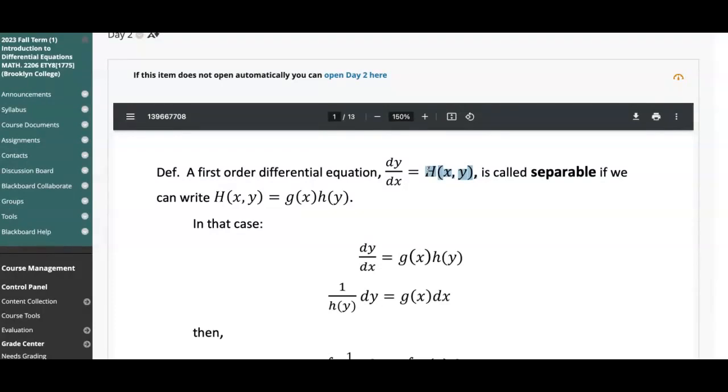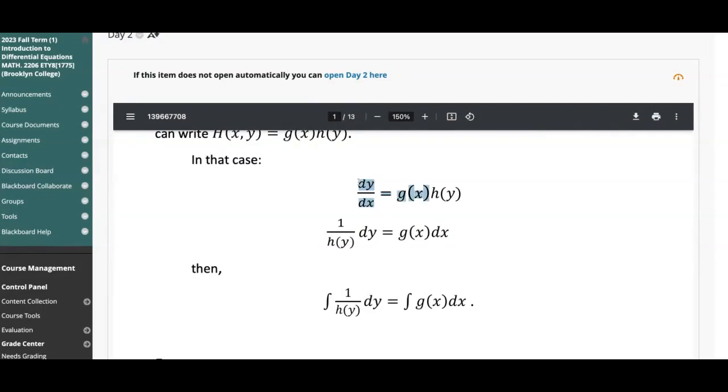Separable means this capital H of x comma y can be written as a product of two functions. One function is in terms of x, another function is in terms of y. In Ryan's presentation, question 7, we have y squared as h of y. Then the rest involves x, so that's g of x. So you see, we can separate it into a product of two functions.